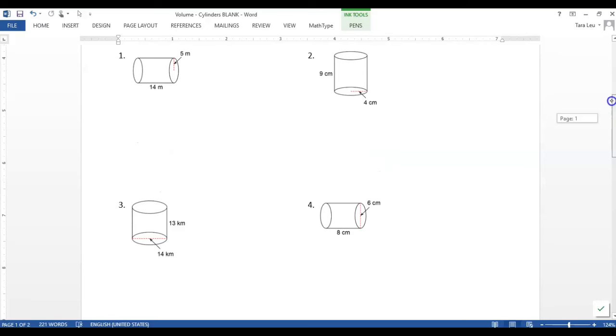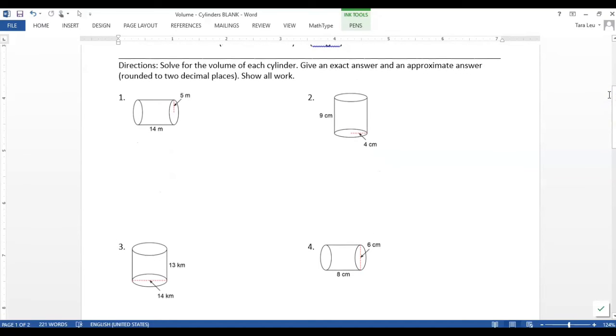Okay, so going to problem number 1, we are going to find the volume of the cylinder and give an exact answer and an approximate answer rounded to 2 decimal places. So the volume formula that we just said was pi r squared times h. The radius of this cylinder is 5, because 5 is the radius of one of the circular bases. So I'm going to plug in 5 for r, and then we're going to multiply that by the height of the cylinder, which is 14 here, because that's the distance between the two circular bases.